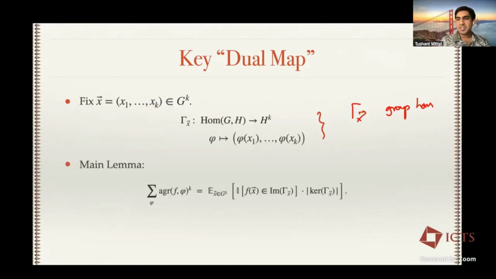Okay, and the key lemma, which once you have these definitions in place is not very hard to prove, is that this kth moment you can rewrite in terms of this gamma. It's an expectation over all tuples of the indicator whether your function belongs to this image of gamma times the kernel. Okay, so this is some algebraic manipulation. And coming back to our goal, we would like the right hand side to be the test passing probability. Once you read it in this manner and stare at it, the test just pops out.